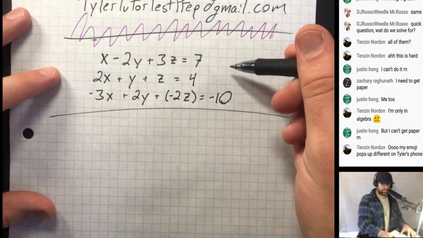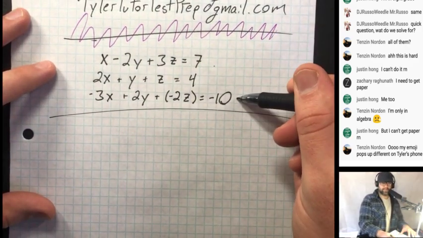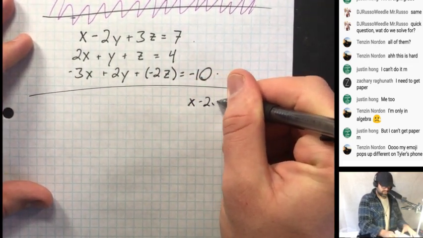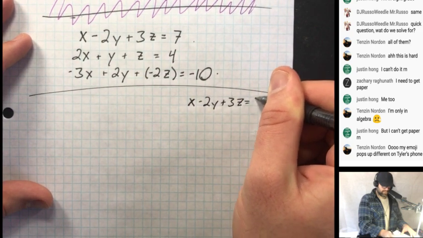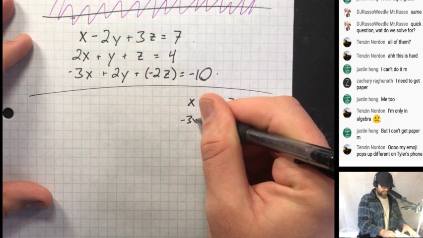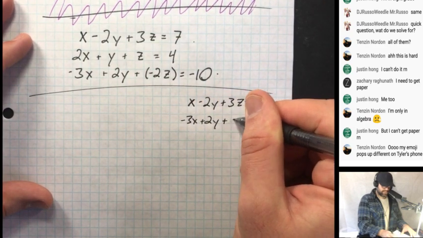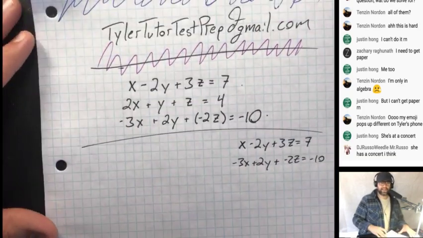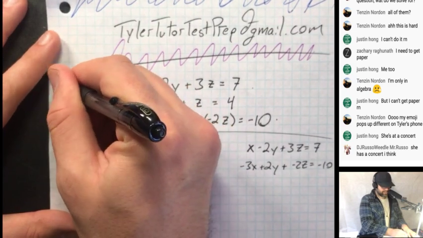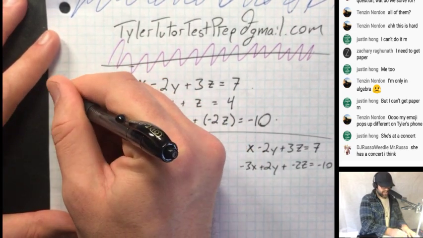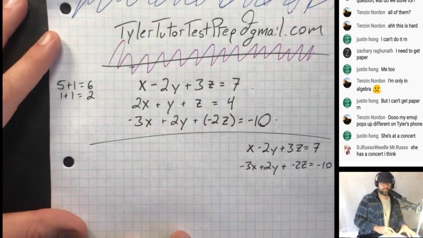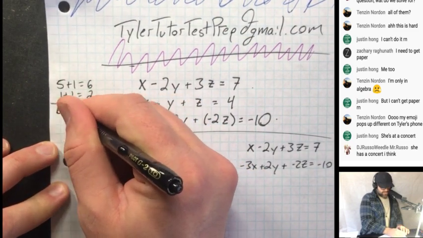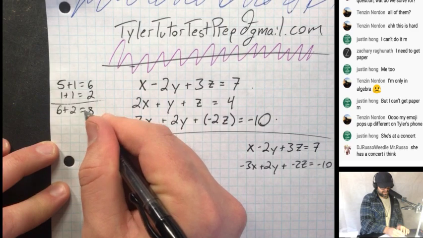So, the first thing I'm going to do is take this line right here and this line right here, and add them to each other. So I'm going to do that right over here. X minus 2y plus 3z equals 7, and negative 3x plus 2y plus a negative 2z, I don't know why I keep doing that, equals negative 10. So yes, you can add math together. If I have 5 plus 1 equals 6, and 1 plus 1 equals 2, two correct lines of math, I can add them together, and I'll get 6 plus 2 equals 8. Yeah, 8 equals 8.